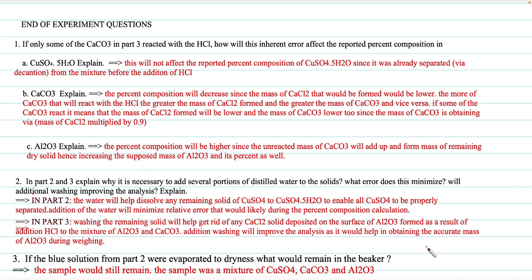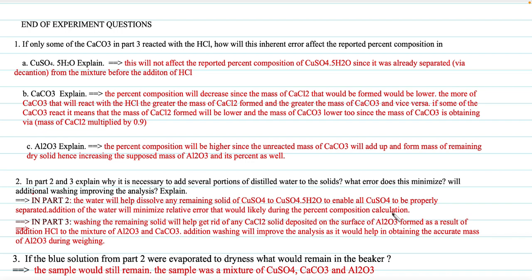Explain why it is necessary. Now just carefully look through this answer. Of course, if you add water, water is going to dissolve all the copper sulfate, converting it to a blue color, which will eventually be poured out. So addition of this water will minimize relative error that would likely occur during percentage composition.